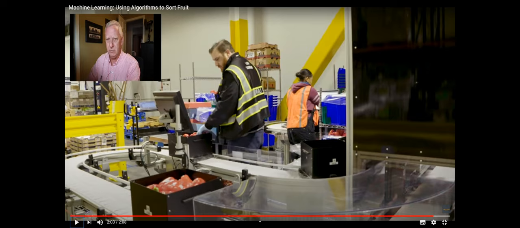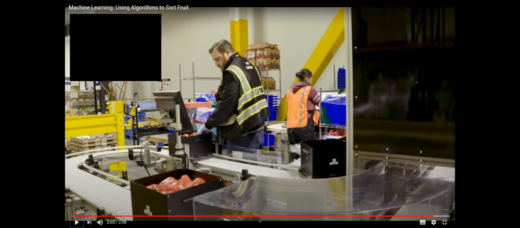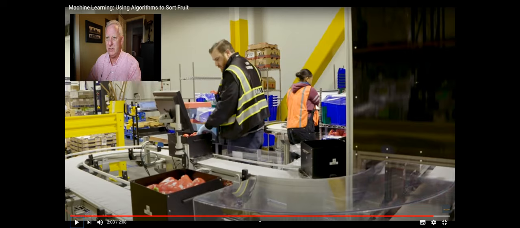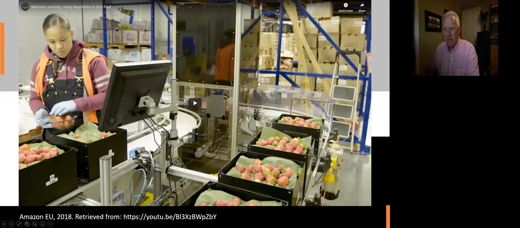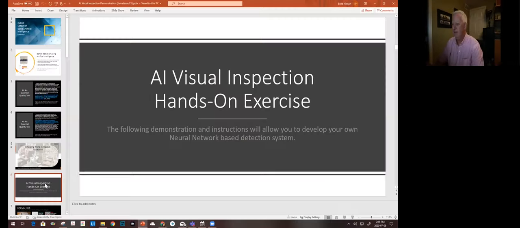And so there's many, many opportunities for someone getting into this field to apply their knowledge in industry. So this is really worth learning. So that's pretty cool. What do you guys think? Using artificial intelligence to inspect fruit sold by Amazon and Amazon Fresh.